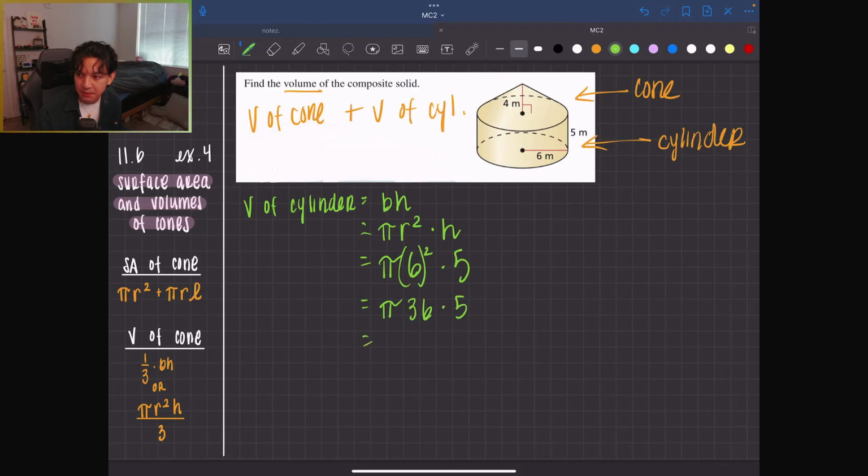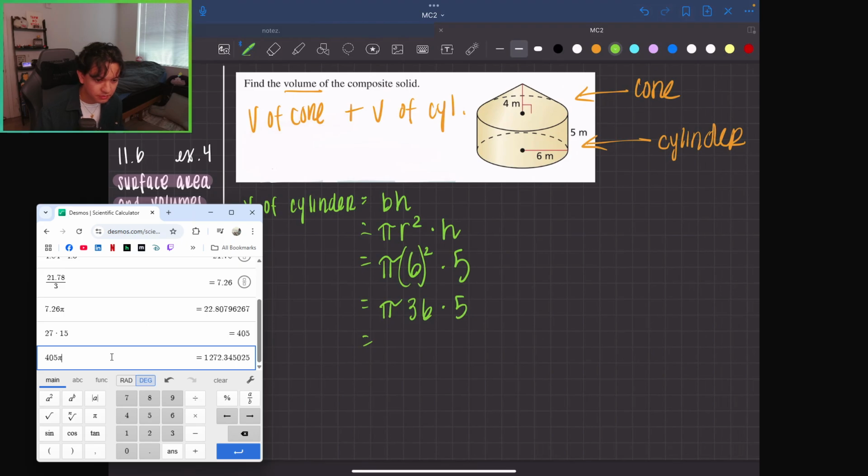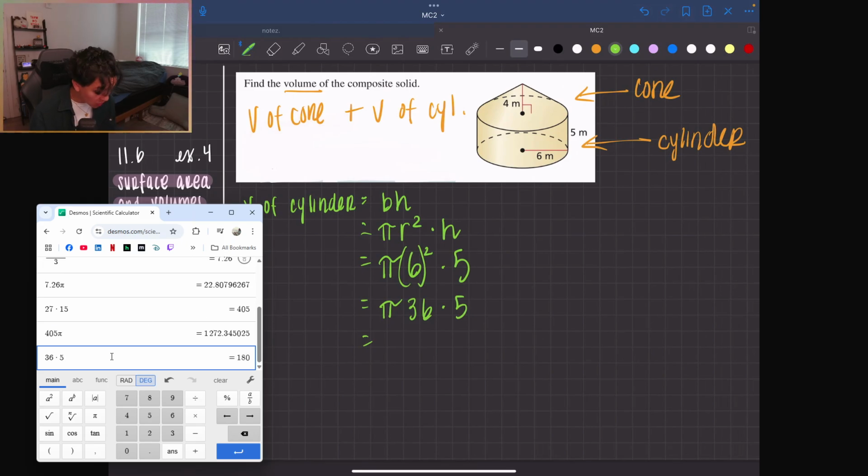And what is 36 times 5 going to become? 180. So right now, the volume of our cylinder is 180 pi. Let's leave it there, because if we were to multiply it with pi, it's going to give us a decimal, and let's just leave it in terms of pi to be simple for now. So far so good. We have our volume of the cylinder. So the cylinder is check.